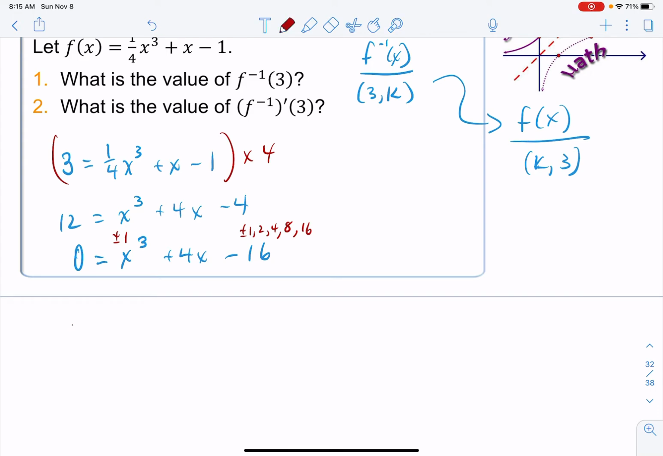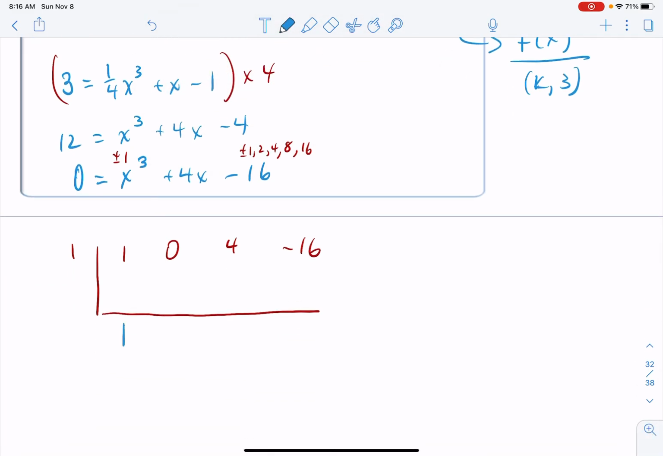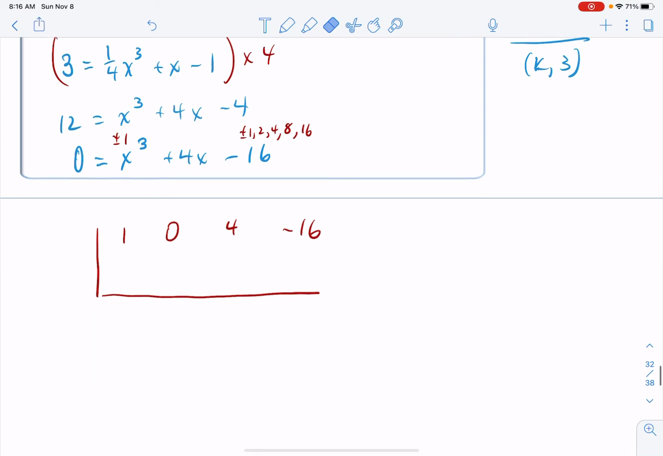All right, what do you want to try? Let's try maybe a 1. And whenever we're listing out our coefficients here, realize we'll have to put a 0 in there for x squared. So 1, 0, 4, and negative 16. Bring down our 1. 1 times 1 is 1, plus 0 is 1, times 1 is 1, plus 4 is 5, and that's going to be not 0, it's negative 11. All right, so get rid of those numbers. That did not work. Let's try, how about a 2?